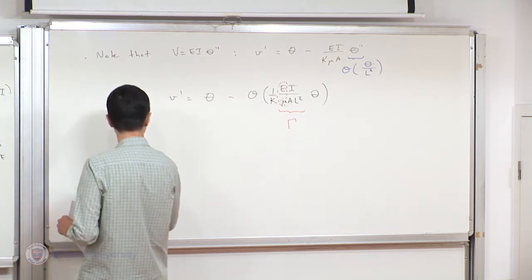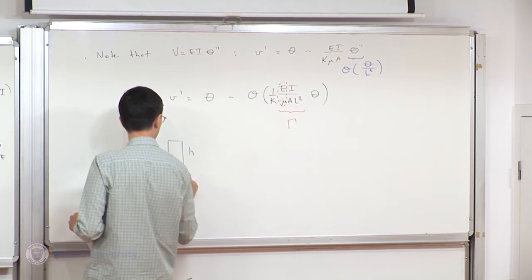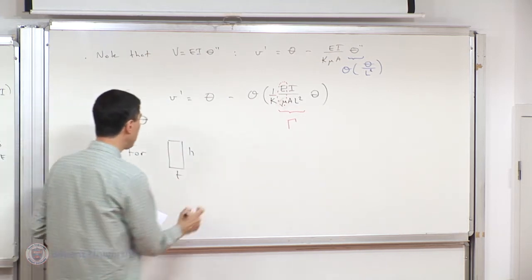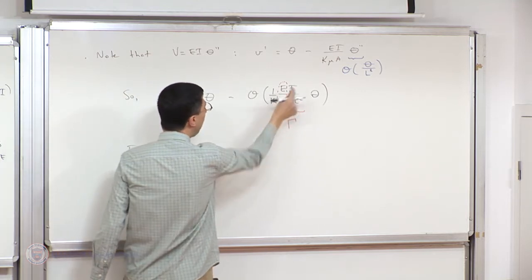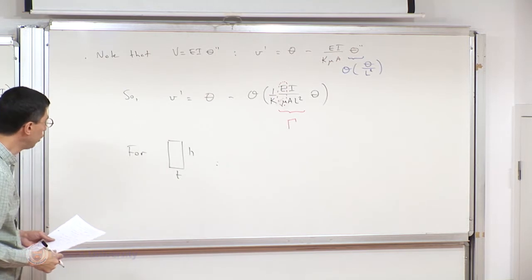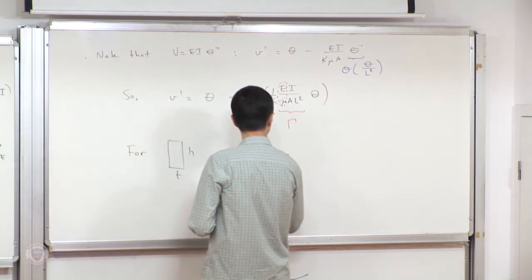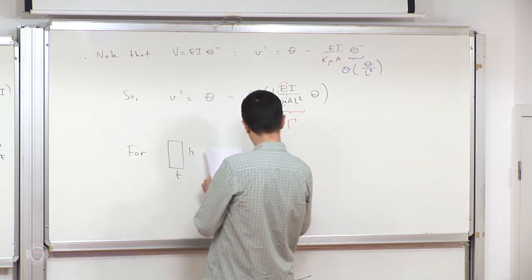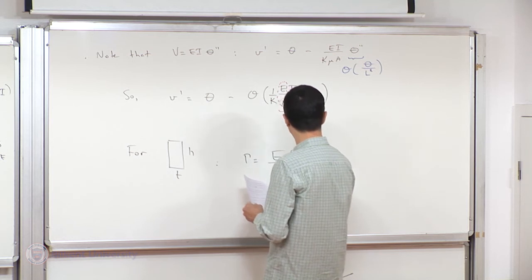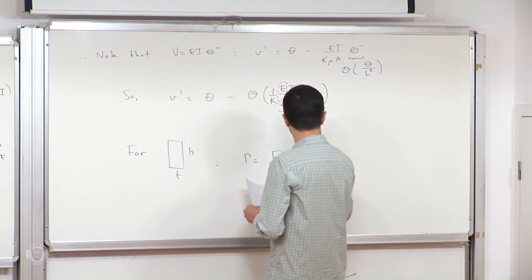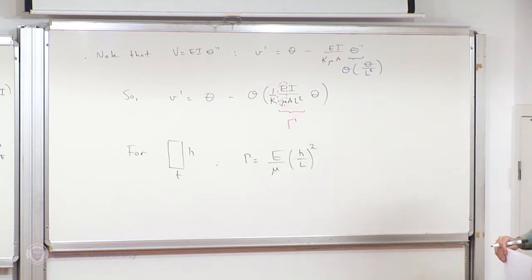So for a rectangular cross-section that is of height h and thickness t, if you put area equals th and I equals 1 over 12 th cubed, what you will find is that gamma is equal to E over mu times h over L squared.